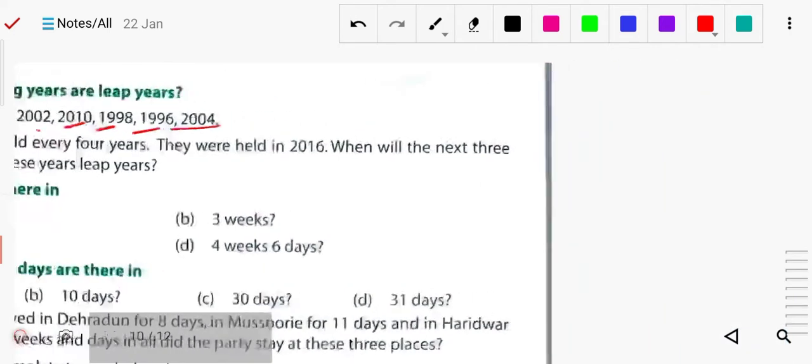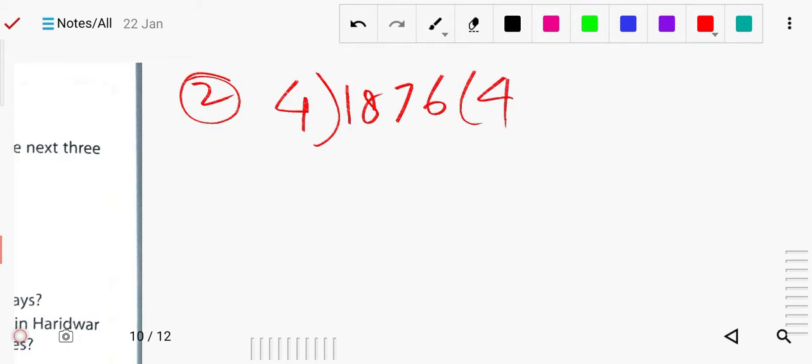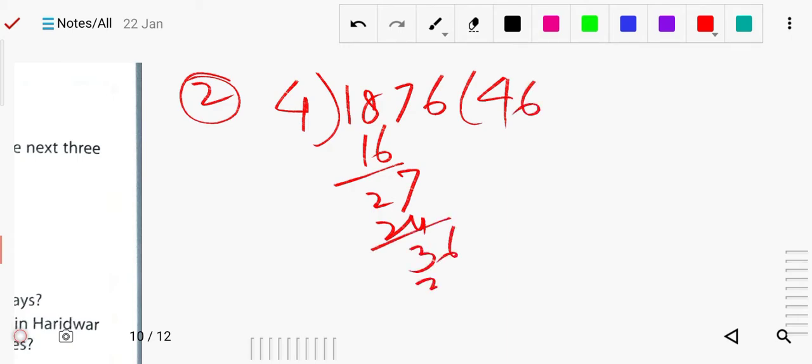So you can check it by dividing, I will do one for you. The first number is 1876, which you can divide by 4. 4 times 4 is 16, now 27, 4 times 6 is 24, then 3, now 36, which is divided exactly 9 times. So 1876 is a leap year.